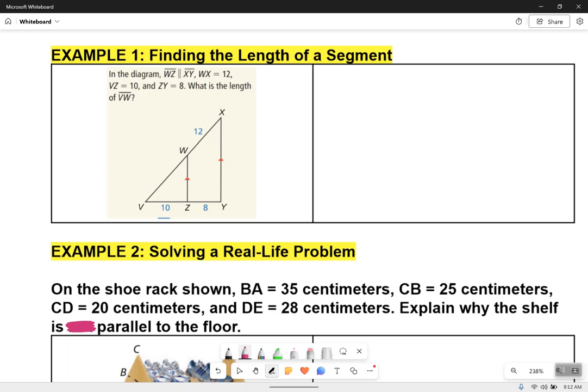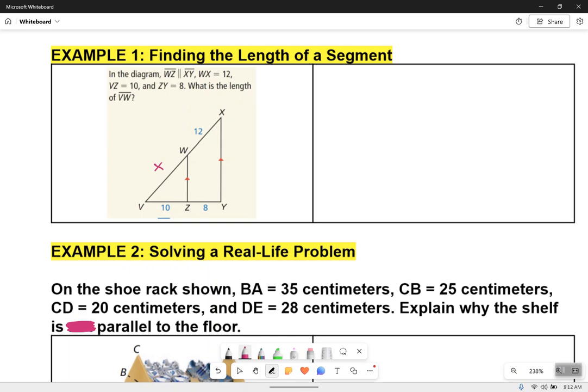Okay, example 1, finding the length of a segment here. It says in the following diagram, WZ is parallel to XY. Do you see my two parallel sides there, friends? Okay, it says WX is 12. They've labeled that for us here. Okay, they say V to Z is what? And Z to Y is what? Okay, what length are we trying to find? We don't know what V to W is. And since that's unknown, I'm probably just going to call that a distance X right here.